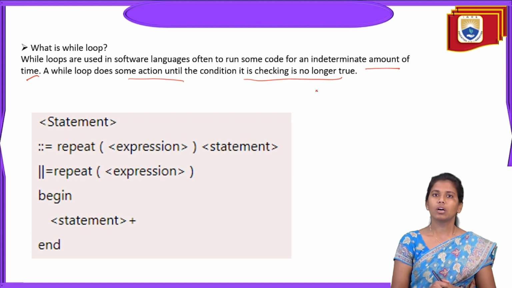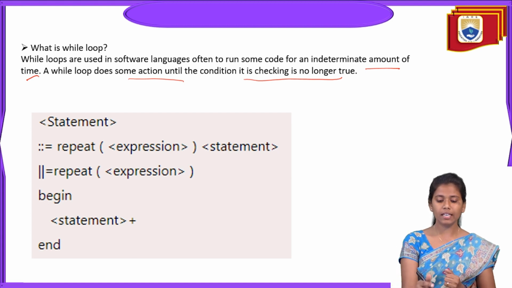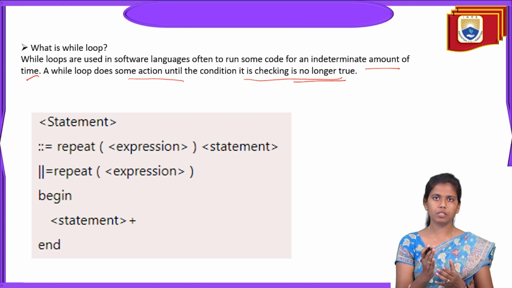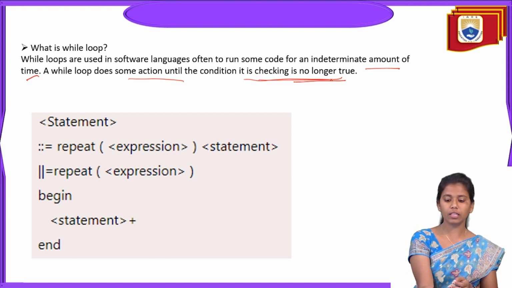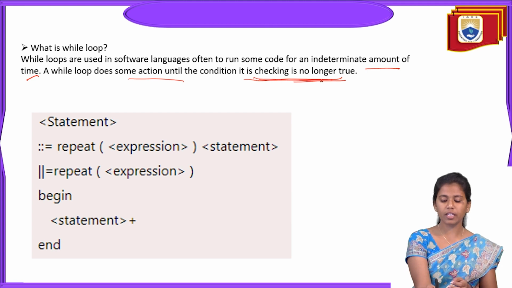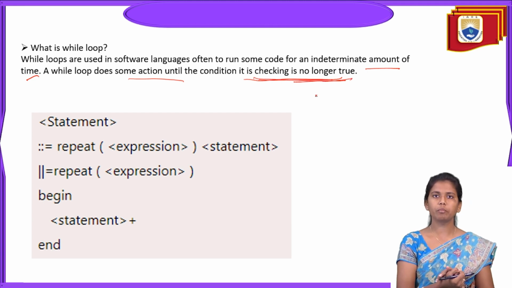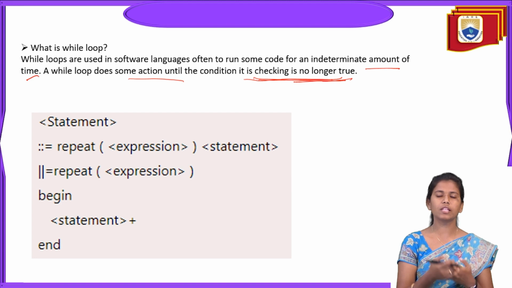So what the while loop is saying is that as long as the condition is true, the while loop keeps on executing. It keeps checking until the condition is no longer true. That means if you observe false somewhere, then what happens?